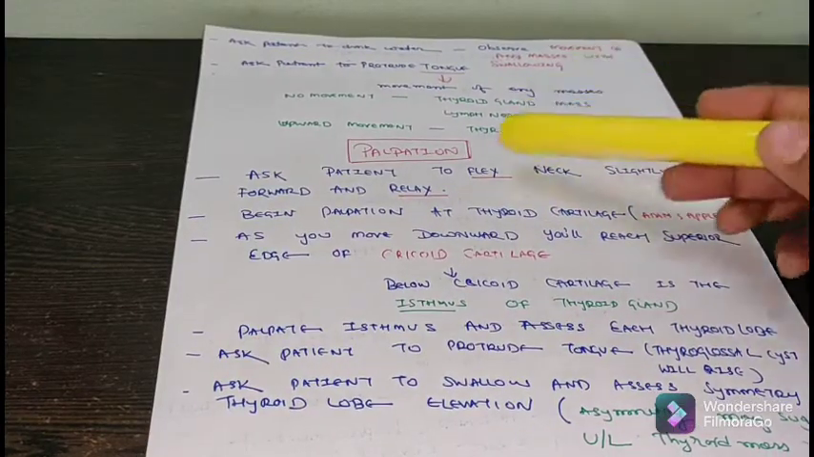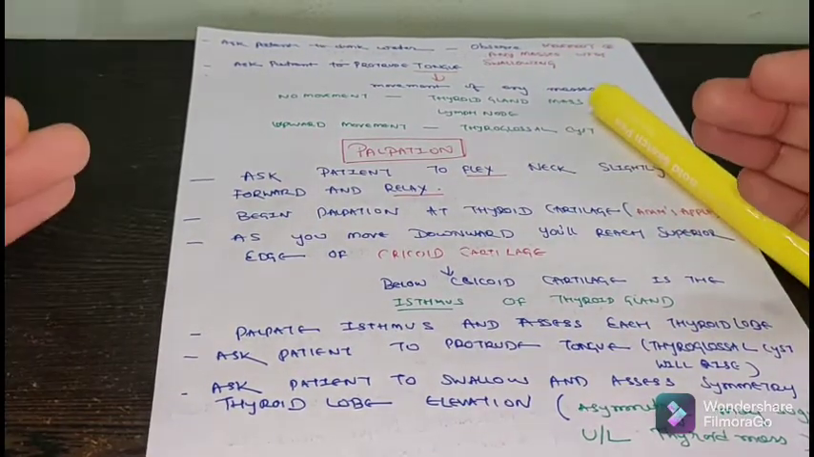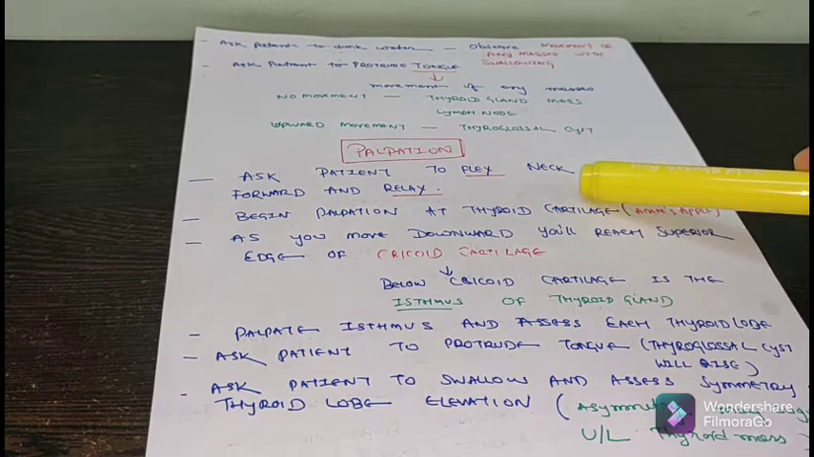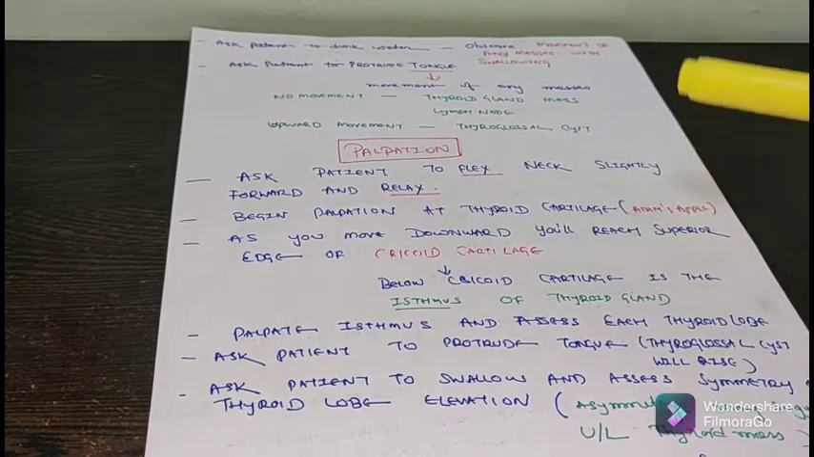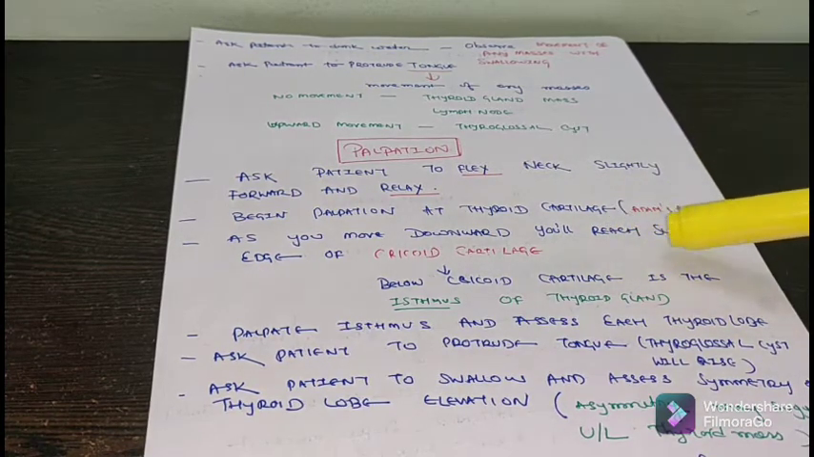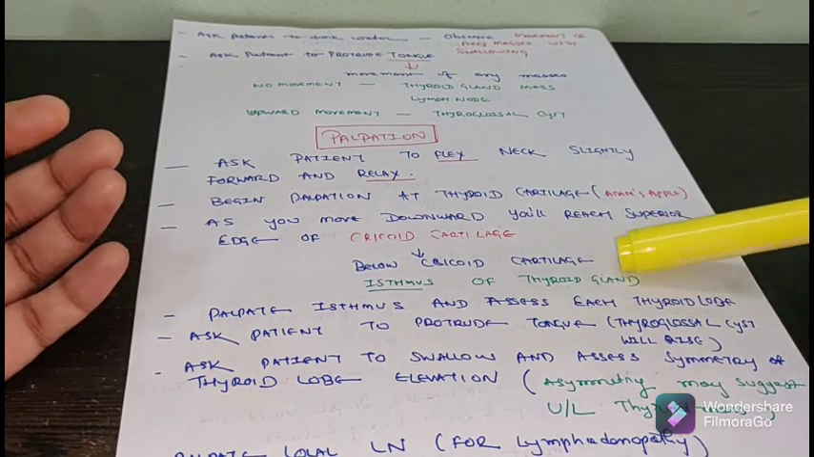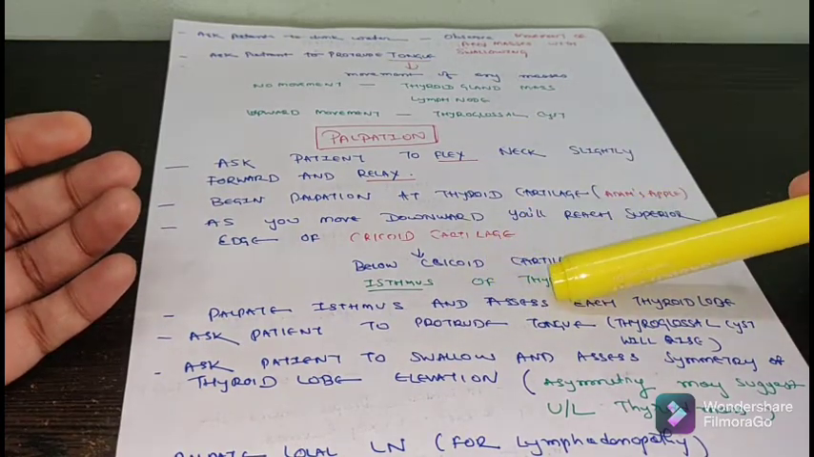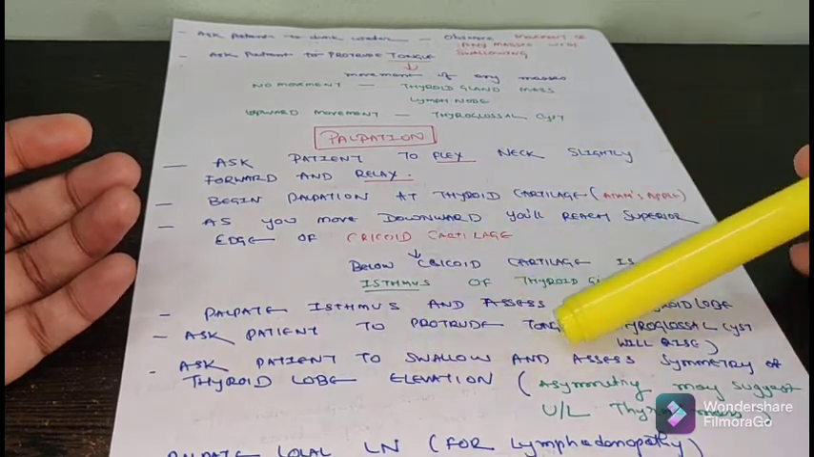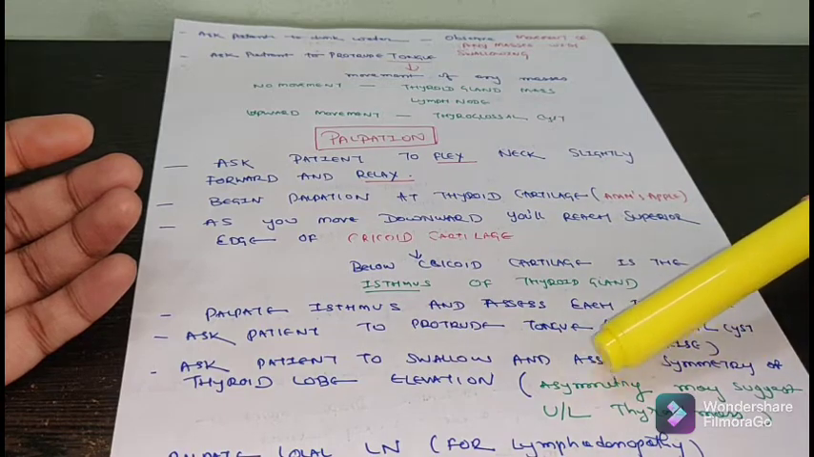Now I will discuss regarding the palpation of the thyroid gland in examination. So ask the patient to flex the neck slightly forward and relax. Begin palpation at the thyroid cartilage, which is known as the Adam's apple. As you move downward, you will reach the superior edge of the cricoid cartilage. Below the cricoid cartilage is the isthmus of the thyroid gland. Palpate the isthmus and assess each thyroid lobe and ask the patient to protrude the tongue, that is the thyroglossal cyst will rise. Ask the patient to swallow and assess the symmetry of the thyroid lobe elevation. Asymmetry may suggest a unilateral thyroid mass.